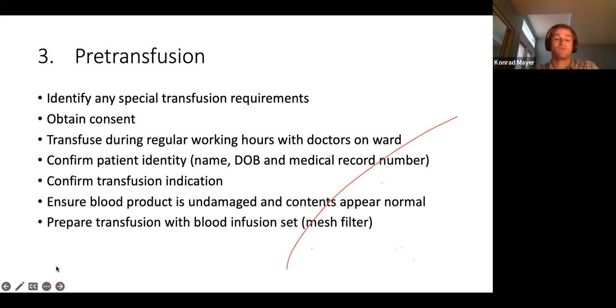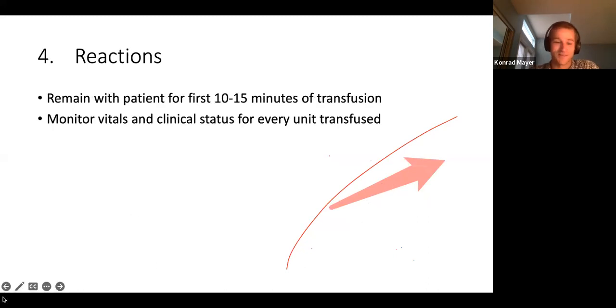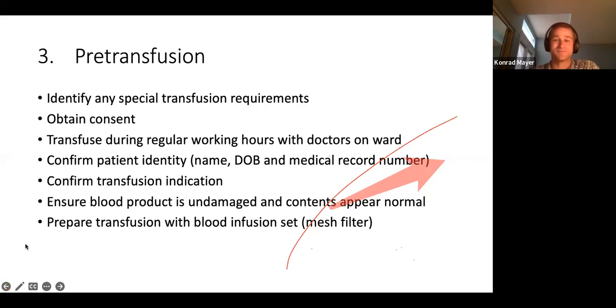Okay, so pre-transfusion, this is talking about what actually happens right before transfusion. When considering transfusion for a patient, it is important to identify any special transfusion requirements. For example, if they were IgA deficient. So it is important to identify any special transfusion requirements.